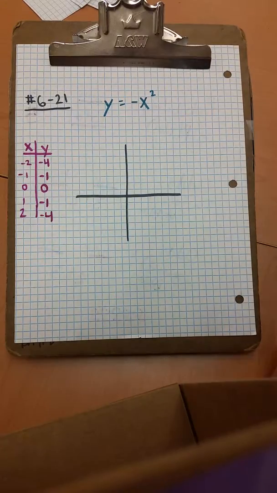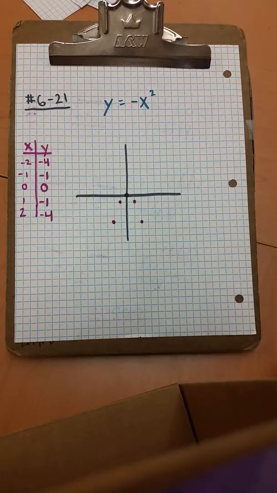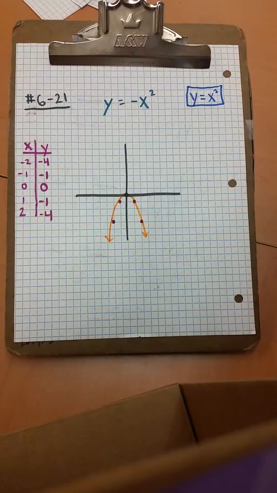If we plot all these points, we see our standard parabola shape, and they want us to compare this to the regular old parabola, y equals x squared. This is called the parent function because it's the most basic of all the parabolas.